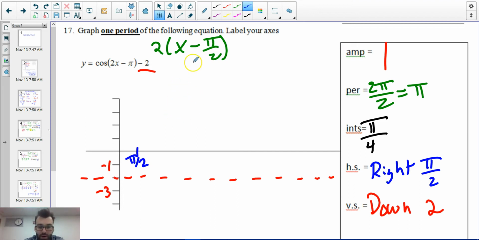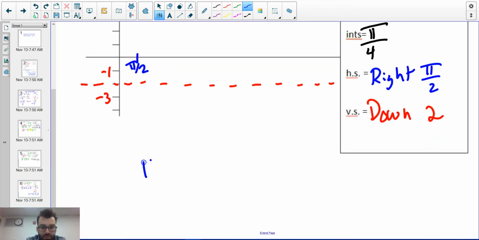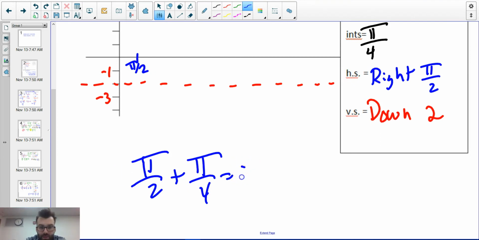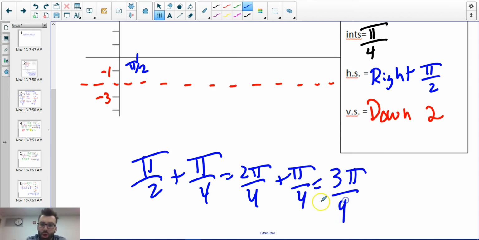I'm going to write my work, I'll just stay consistent. Pi over 2 plus pi over 4. If I find my common denominator, that's 2 pi over 4 plus pi over 4 equals 3 pi over 4. Add pi over 4, I get 4 pi over 4, just pi. Add pi over 4, I get 5 pi over 4. Add pi over 4, I get 6 pi over 4, which is 3 pi over 2.